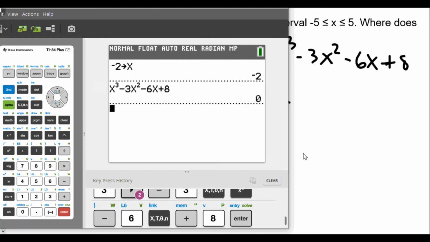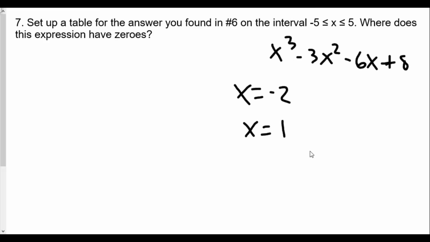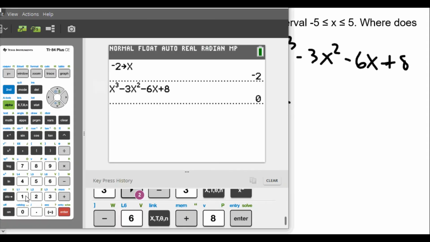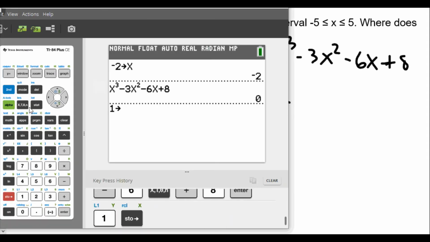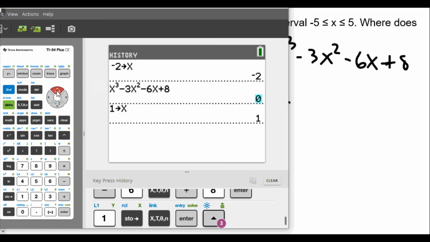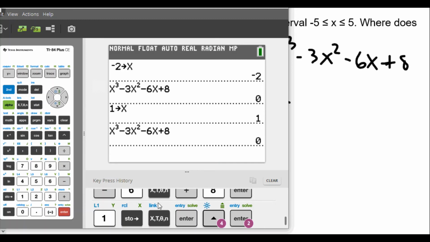We said the other zero would be when x equals 1. So let's try a 1 now, just to make sure. And so we'll do 1, store, x, enter. And we're going to bring the calculator up to the original expression, paste it again, and hit enter, because now 1 is stored for x, not -2, and we also get a 0 as well. So we can verify using a store and plugging into our expression.